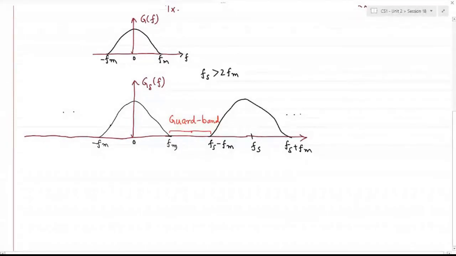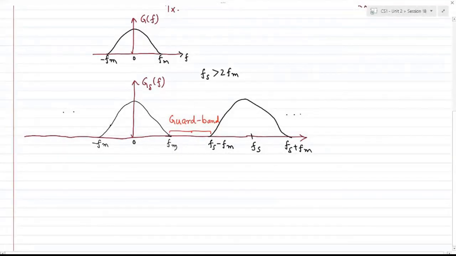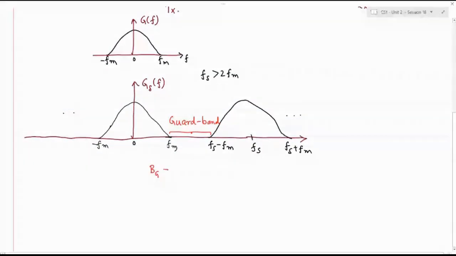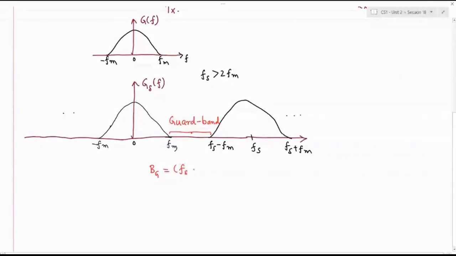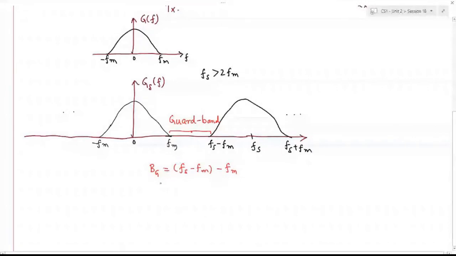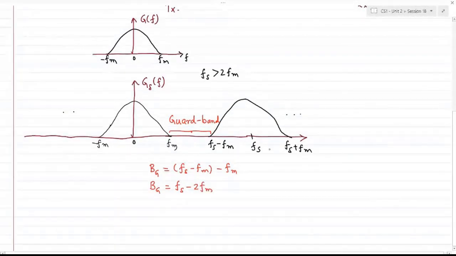Okay, so guard band is the band where intentionally we have separated the adjacent samples such that there is no aliasing. The bandwidth of this guard band is simply the difference between these two edges, which is Fs minus Fm minus Fm, which is nothing but the guard bandwidth is Fs minus twice of Fm. Okay, so what is a good thing about guard band?